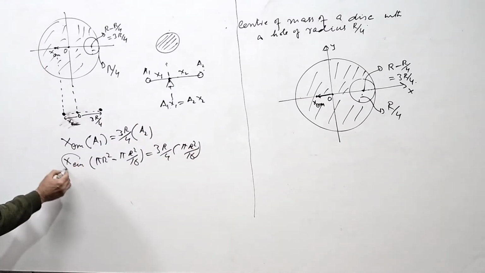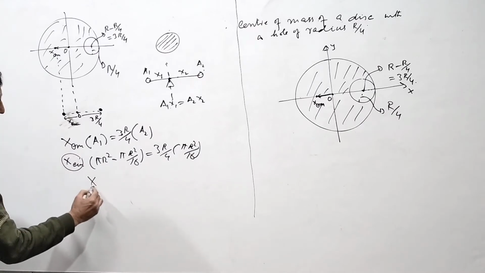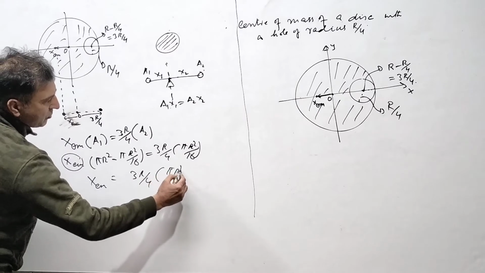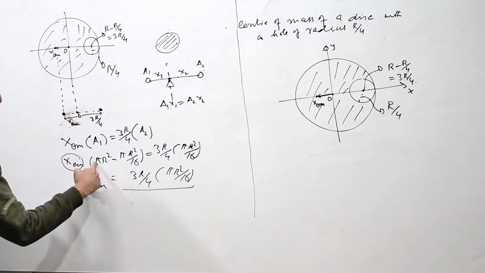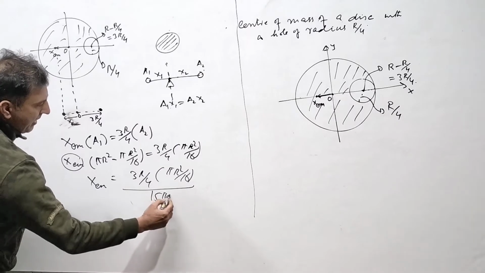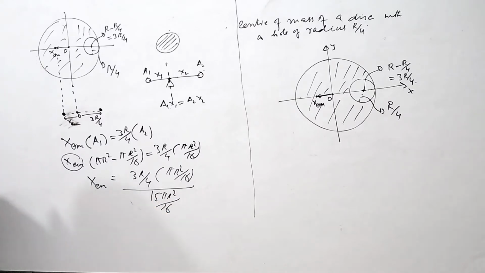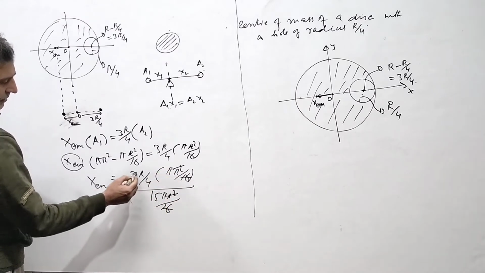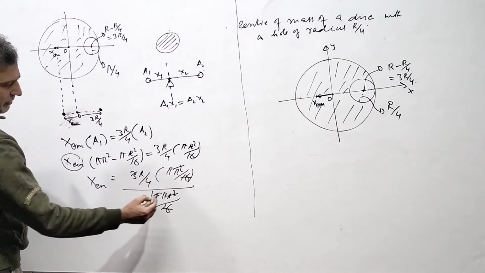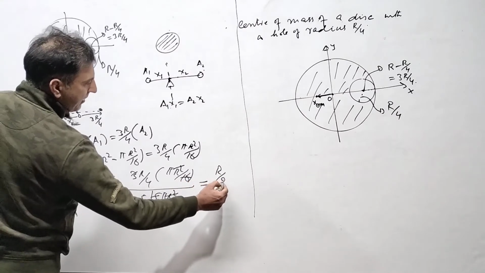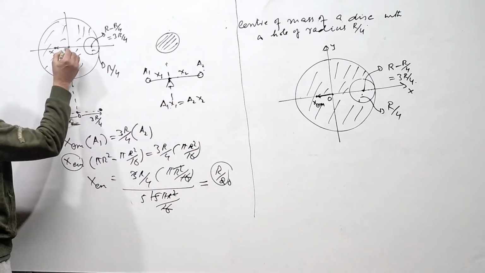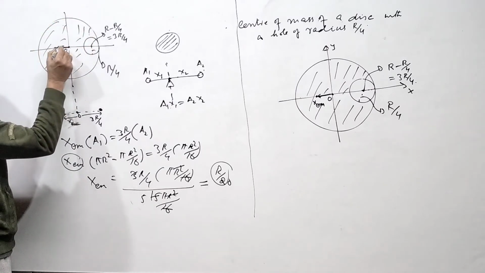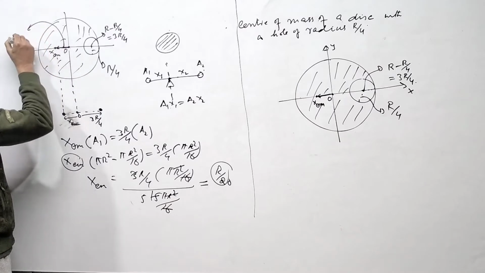So solve for this x. How much will x be? That is 3r by 4 into pi r square by 16, whole divided by 15 pi r square by 16. So this cancels, 16 also cancels, 3 5s, that is r by 20 is the answer. So the center of mass of this disk with a hole will shift to the left side of the origin by r by 20.